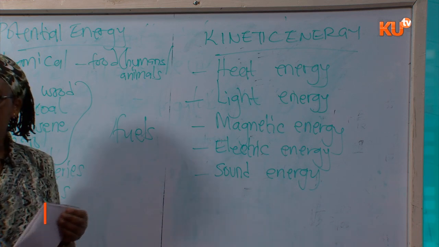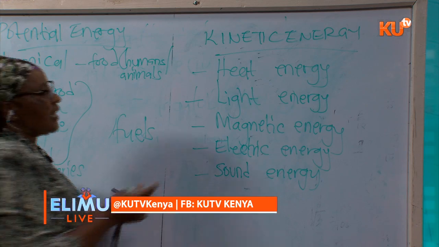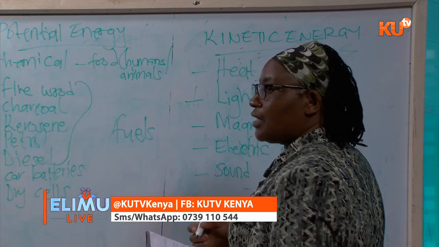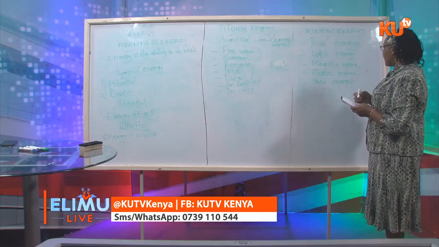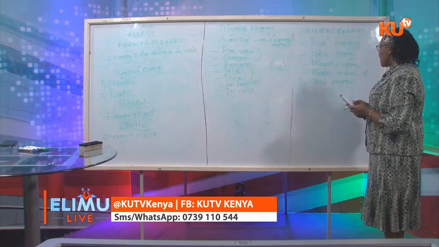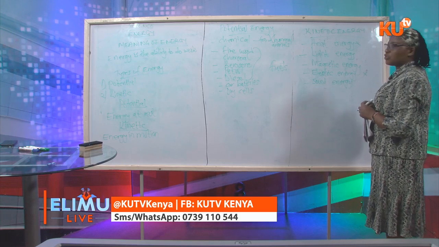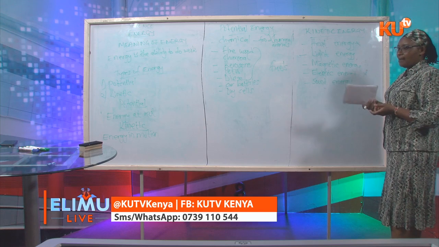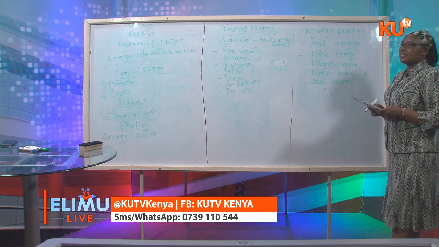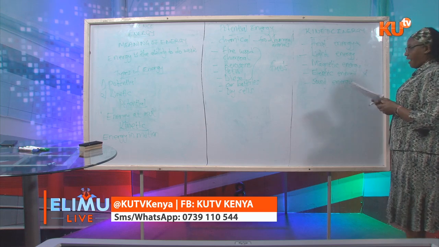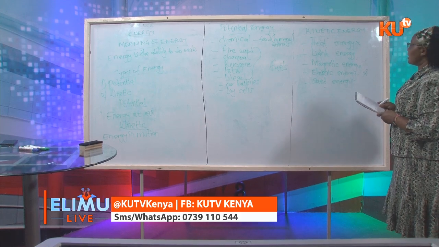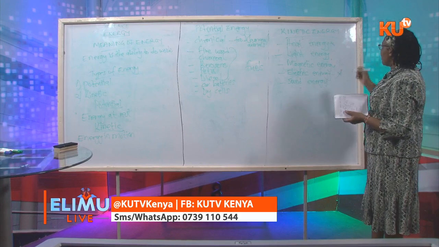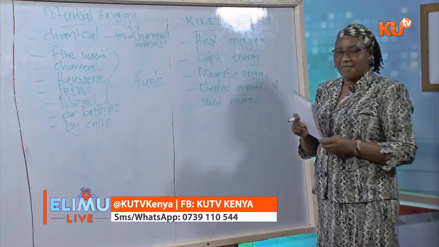Some of them are transmitted. For example, heat energy is transmitted from one place to another. The same case applies to electric energy. They can be transmitted from the source to another place. Like the electricity that we use here, which is current electricity, it was not produced here. It was produced in some of the dams like Masinga Dam, Kindaruma Dam.